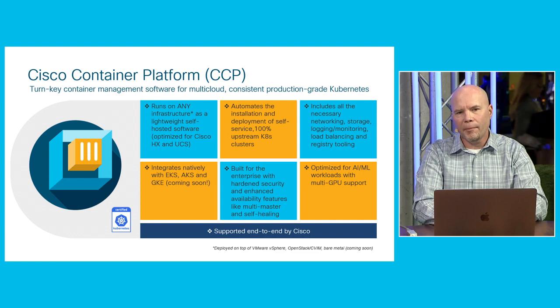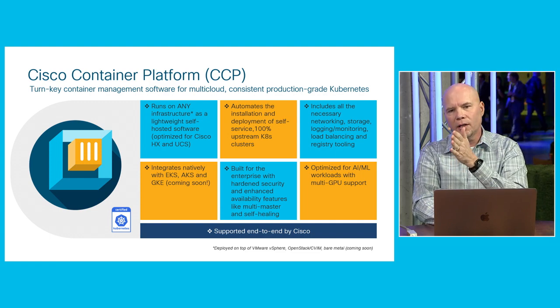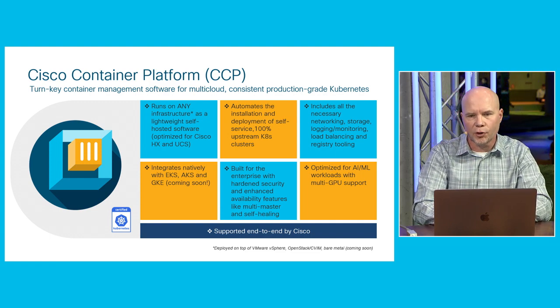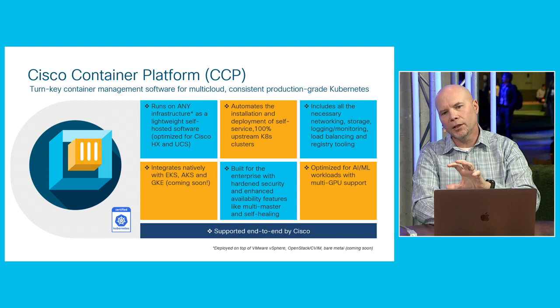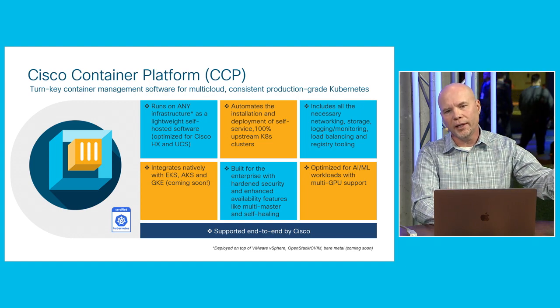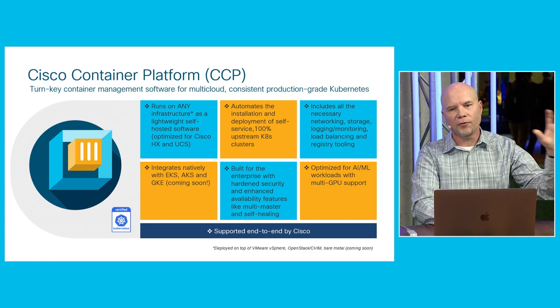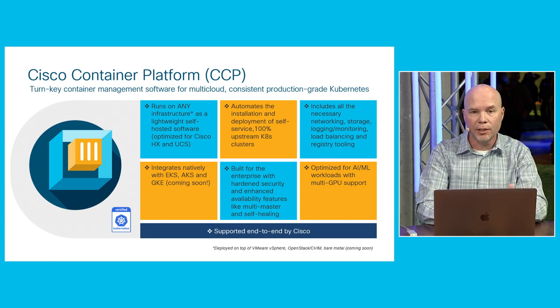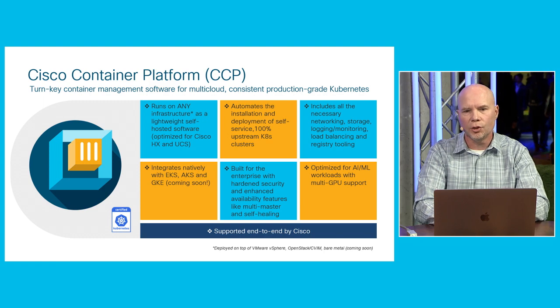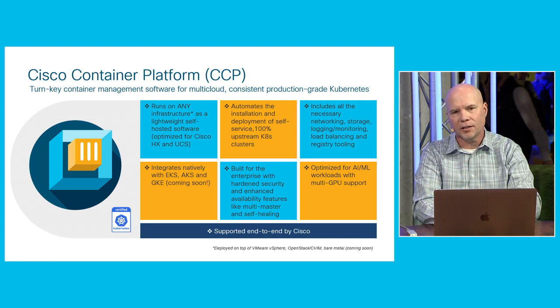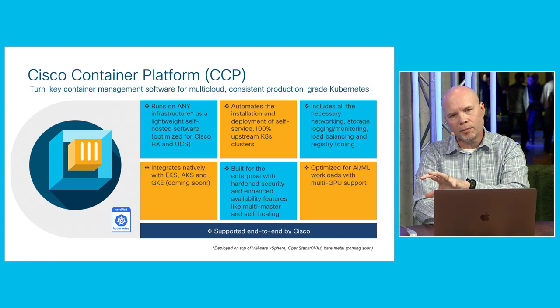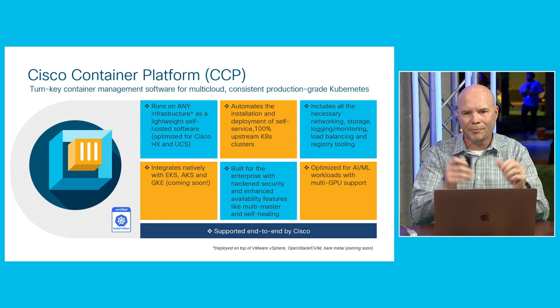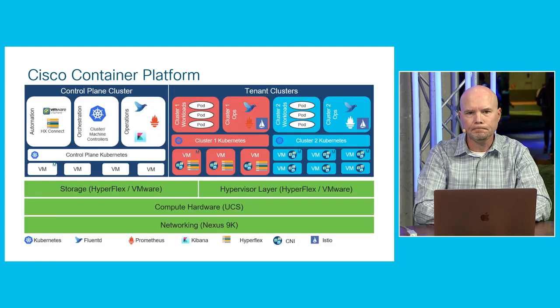The other cool thing about CCP is not only is it deploying this in your on-premises data center for Kubernetes, it also has the ability to reach out to AWS and deploy EKS clusters, Azure for AKS clusters, and coming soon, GKE clusters. So you can go into the single interface of CCP, deploy on-premises clusters and public cloud clusters and manage them from one place.